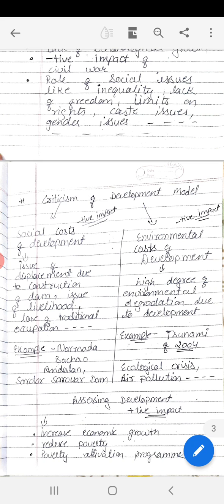Now the second one is the environmental cost of development. Development has caused a high degree of environmental degradation in many countries, and not just the displaced people, but the whole population is beginning to feel the consequences. Through the UNO there were so many programs like the Kyoto Protocol and Agenda 21 that focus on these common problems.